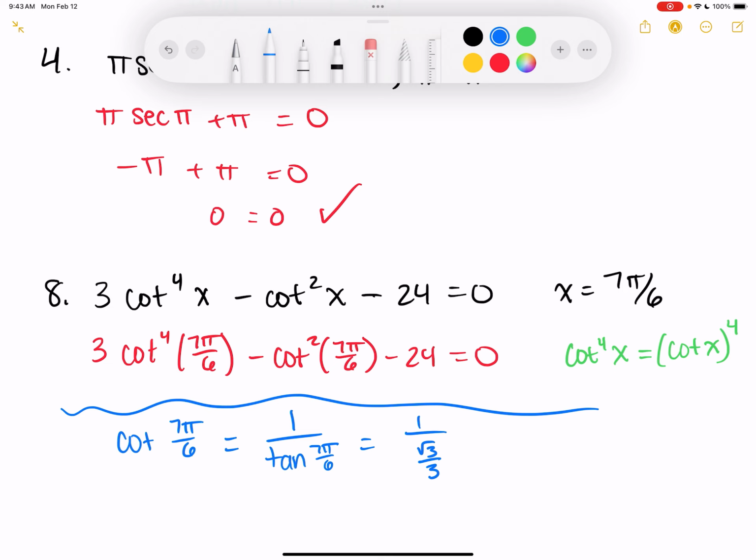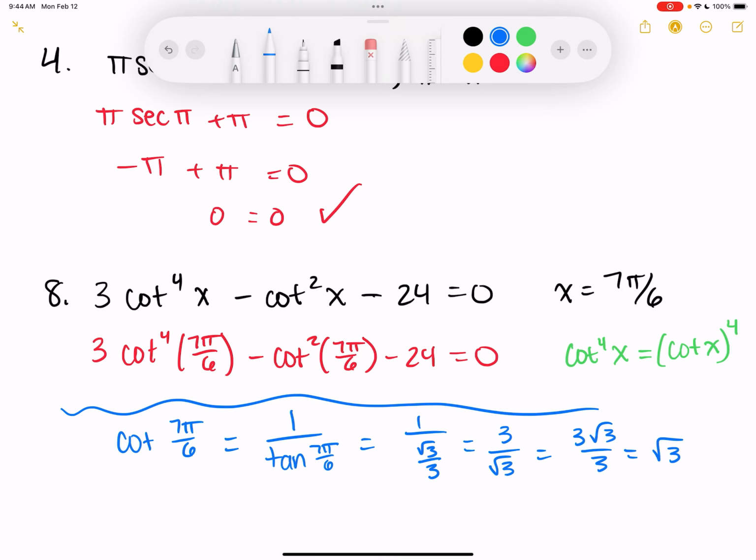So then keep, change, flip. We have 3 over root 3. It's just times 1. I rationalize that and I get 3 root 3 over 3, which reduces to root 3. Okay, now I was kind of obnoxious about writing out every little piece. You wouldn't have to do that.